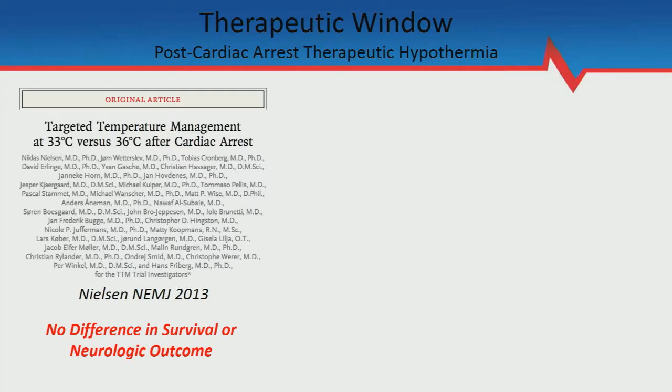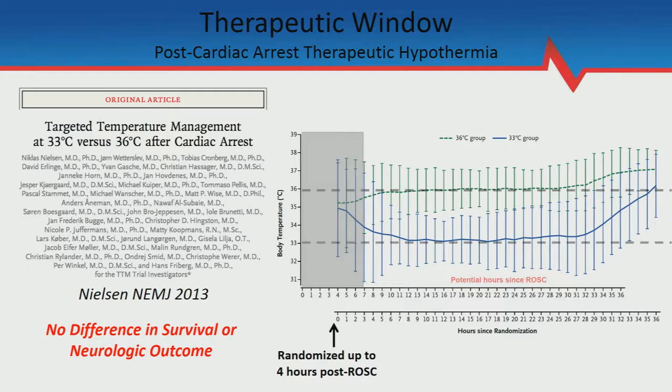So why was there no difference in outcome? Well, the way they published their study is that you had up to 4 hours to enroll the patients. And anytime you do studies where you have up to 4 hours to enroll, most of the patients get enrolled at 3.5 to 4 hours. What they published was their hours since randomization on their graph. And when you plot out their hours since randomization and then add 4 hours to it, you can see that the temperature curves for the two patient populations were really not different for the first 6 to 8 hours after cardiac arrest.